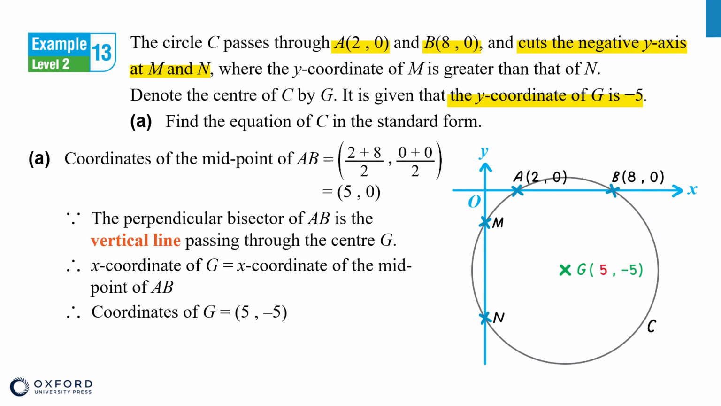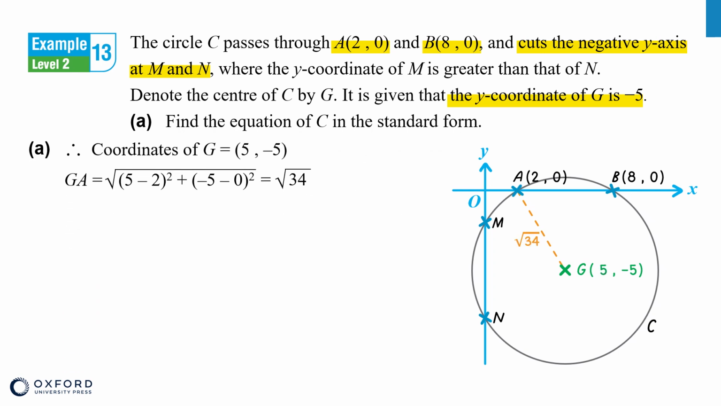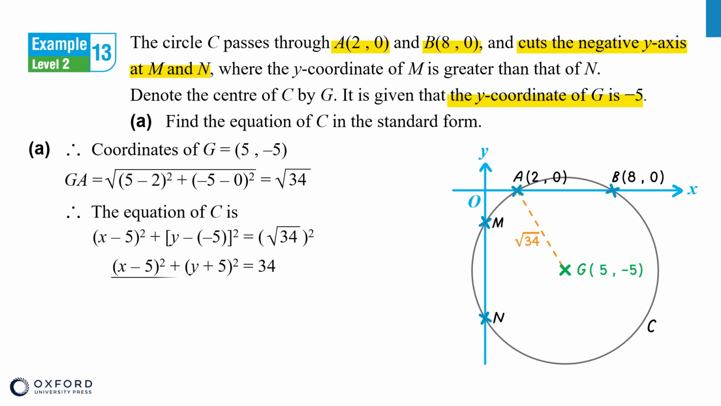Let's find our radius. Both GA and GB are radii of C. We can find either one. Let's use the distance formula to find GA. GA equals the square root of 34. Then write down the equation of C in the standard form, which is (x - 5)² + (y + 5)² = 34. That's it for part A.